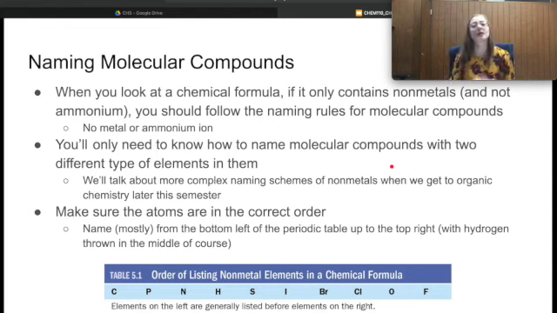So now that we know what a molecular compound is, we need to spend just a little bit of time talking about how we name them. So again, molecular compounds: when you look at a chemical formula, if it only contains nonmetals, not ammonium, you should follow the naming rules for molecular compounds. So this is going to be no metal ion, no ammonium ion. If you see that, you have a molecular compound.